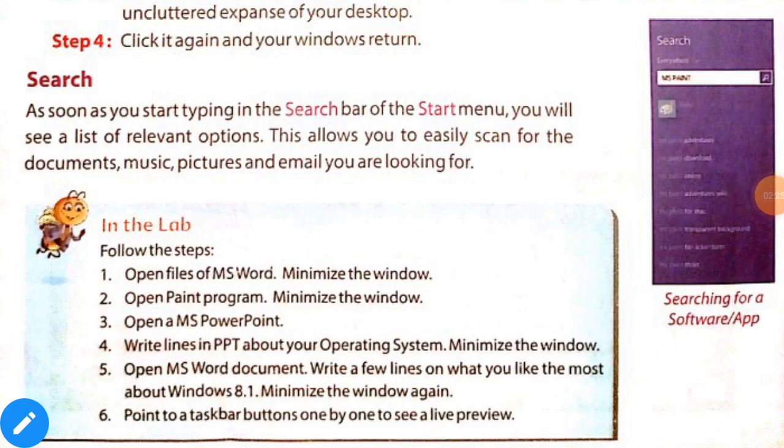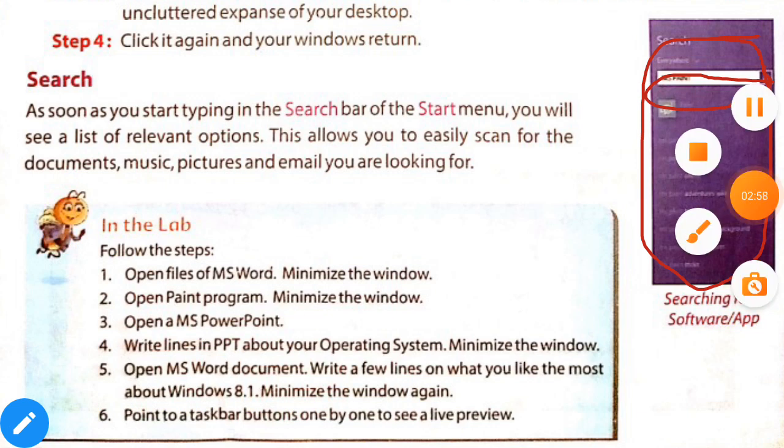Search. Children, as soon as you start typing in the search bar of the start menu, you will see a list of relevant options. Here you can see like this. This is the search bar, and when you type anything here, you will see a list of relevant options. This allows you to easily search for the documents, music, pictures and email you are looking for.